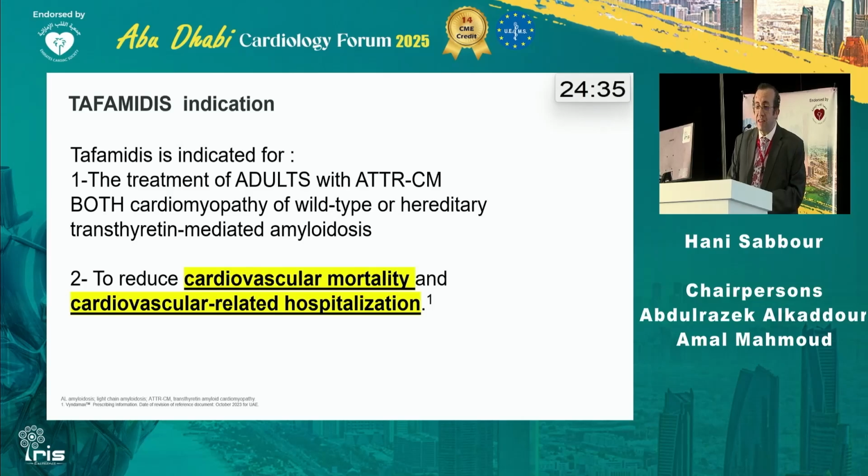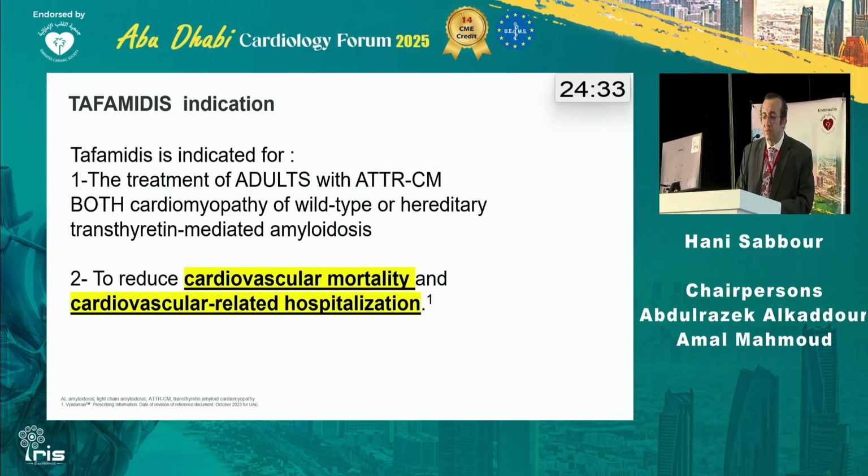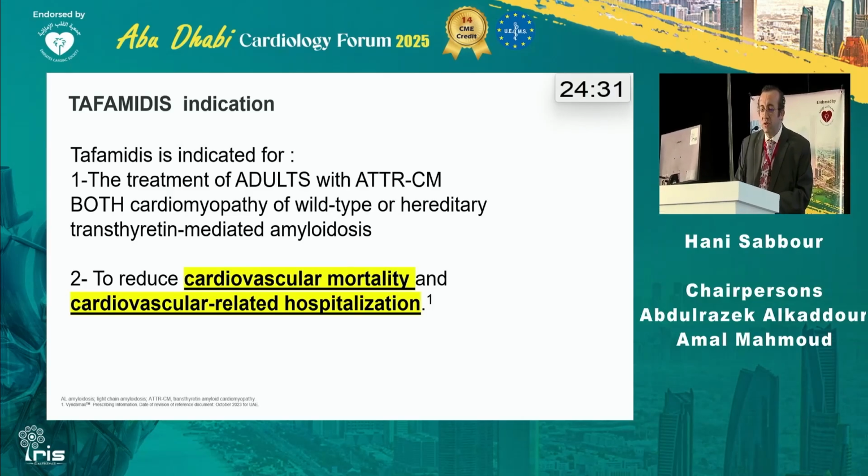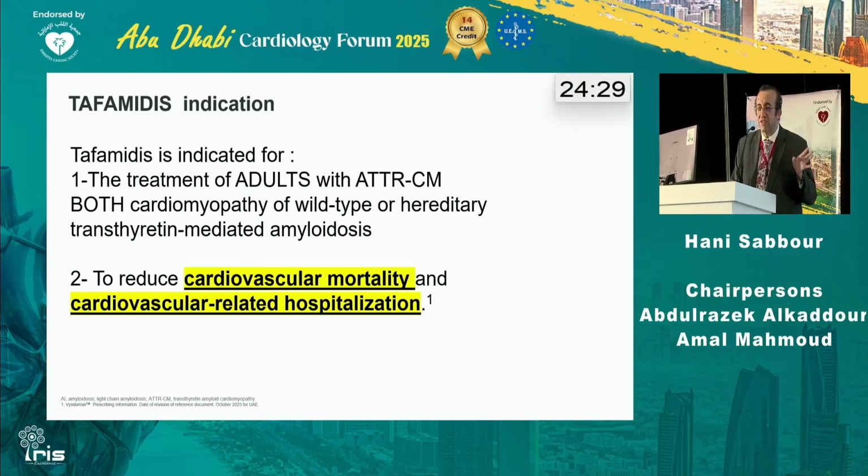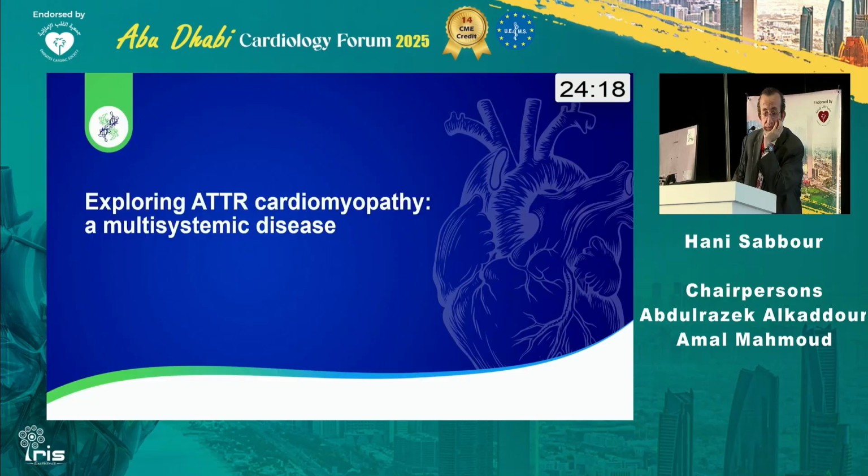And it's indicated for the following: the treatment of adults with ATTR cardiomyopathy, wild-type or hereditary. And the indication highlighted in yellow is to reduce cardiovascular mortality and cardiovascular-related complications. Just to tell you that the treatment of this disease does impact life-saving medication.